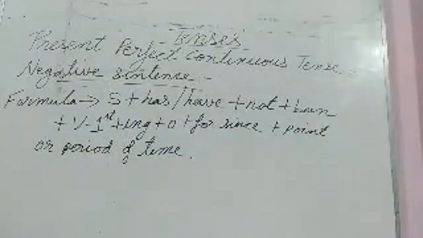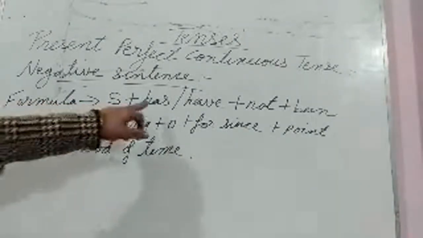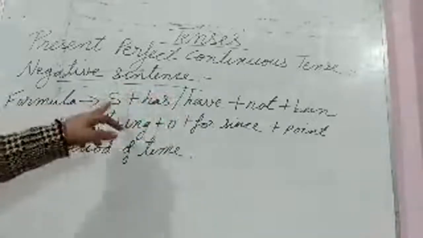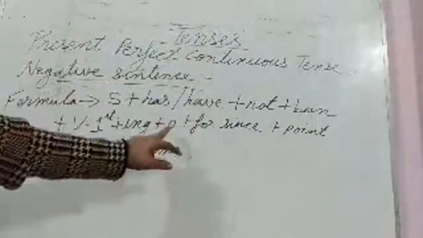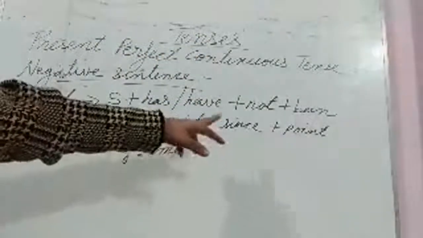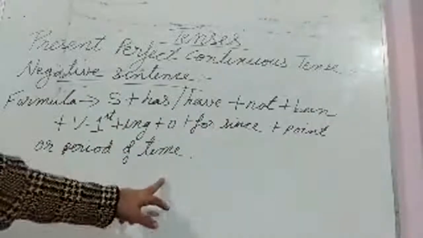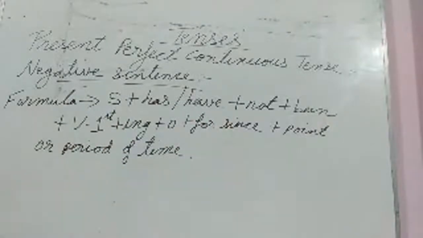So the formula for the negative sentence in present perfect continuous tense is given on the board. As you can see, it is subject plus has or have, depending upon whether the subject is singular or plural, then not, as it is a negative sentence. Been plus verb of first form plus ing because it is continuous tense, plus object plus for or since plus point or period of time. So this is the formula for the negative sentence in present perfect continuous tense. Now let's see the example related to it.